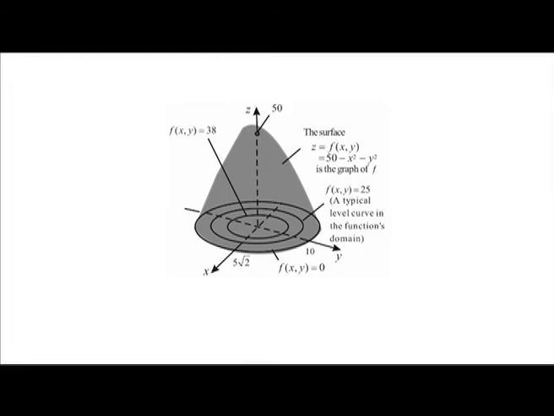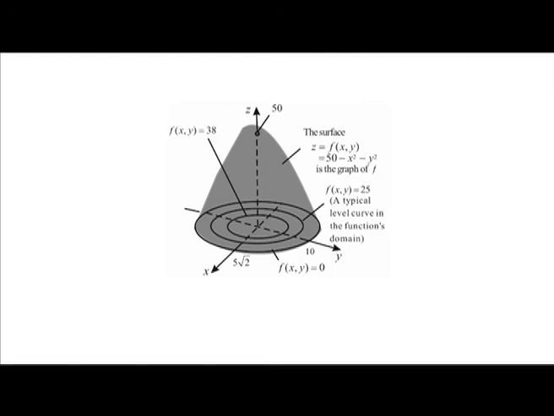The level curve f of x y is equal to 0 is the set of points in the xy plane at which f of x y is equal to 50 minus x square minus y square is equal to 0, or x square plus y square is equal to 50, which is the circle of radius square root of 50, which is equal to 5 times square root of 2, centered at the origin.